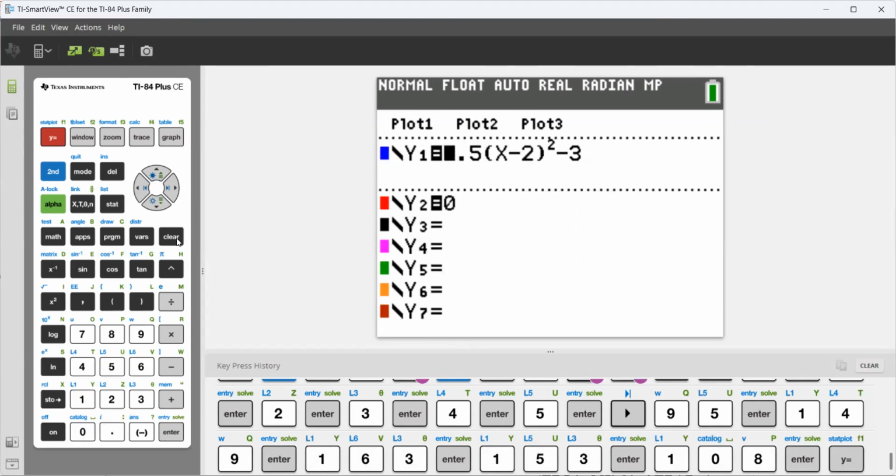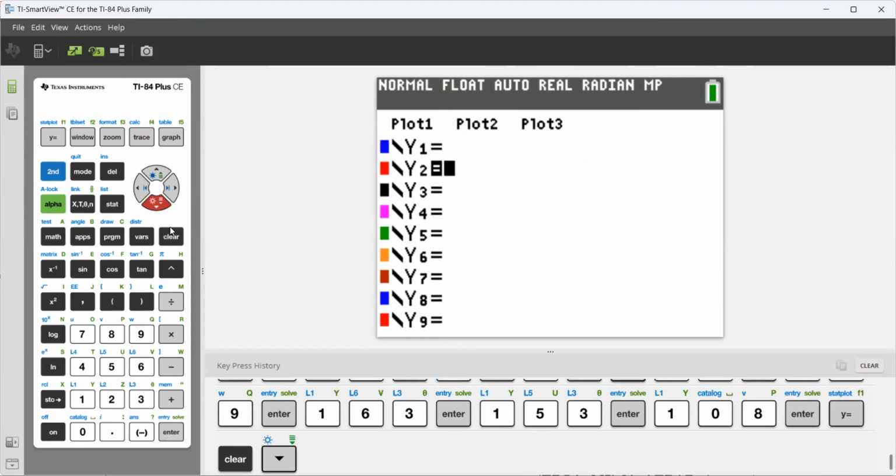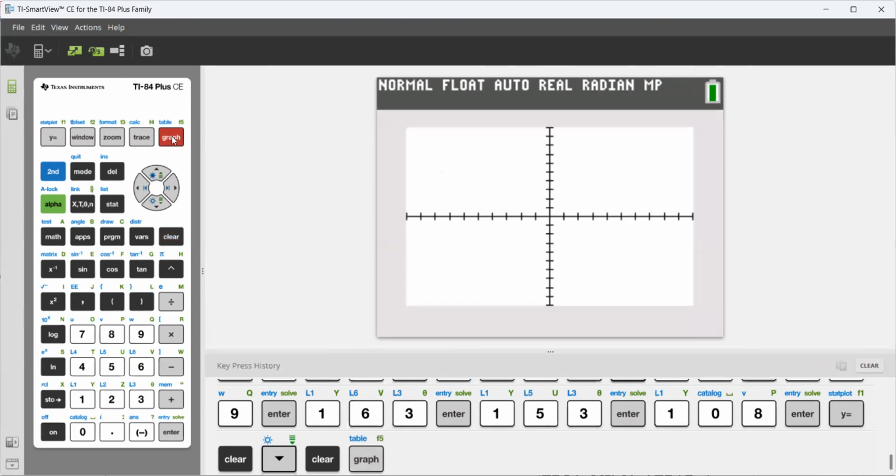Now here I'm going to erase all these because I don't need them. So I have my y equals ready now. Now if I go to graph from the table, I don't have anything yet. So now I already input my values in here.